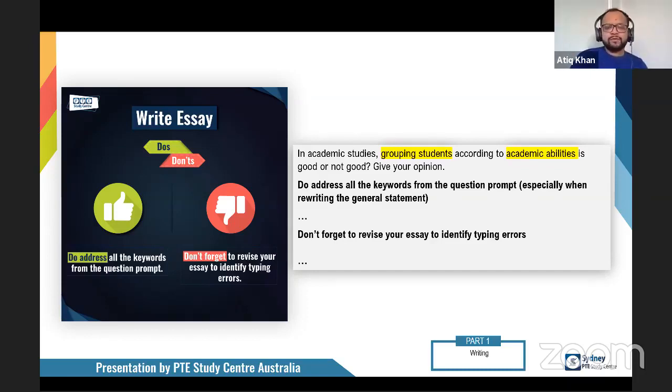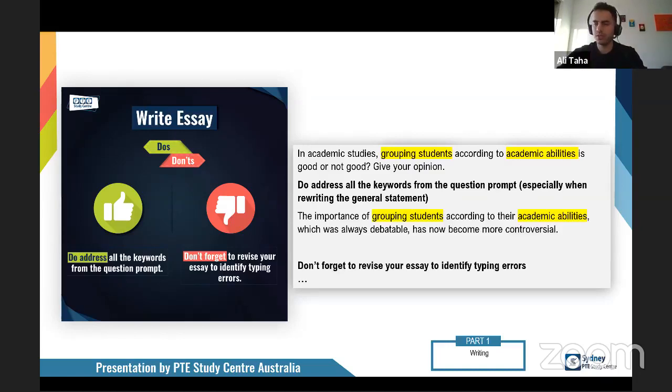Ali, also, when you mention general statement, it has to be in some form of a phrase. Yes, it has to be in the form of a phrase, because in the first sentence of our template, we have already started the sentence and left a blank, okay? If you fill up this blank with a phrase, you will be doing the job. Excellent. If we look at this one, this will be my keywords: grouping students according to academic abilities. I just took it as it is and chucked it in my template.